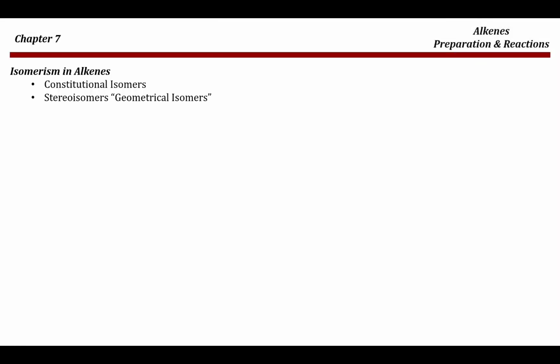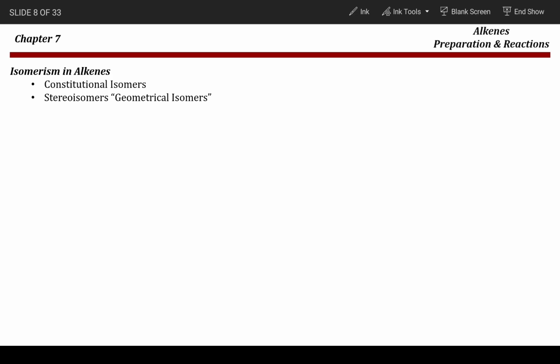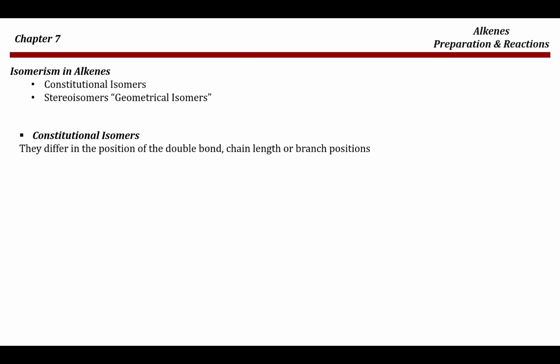Hi, in this video I will talk about isomerism in alkenes. We are going to talk mainly about the two types of isomers, which are constitutional isomers and stereoisomers or geometrical isomers. Constitutional or structural isomers, as we mentioned in the previous videos, are those isomers that have the same molecular formula but they differ in their atomic connectivity. So the atoms are connected in different ways.